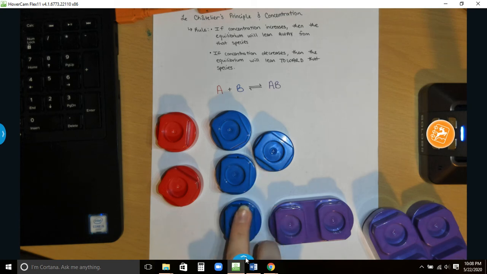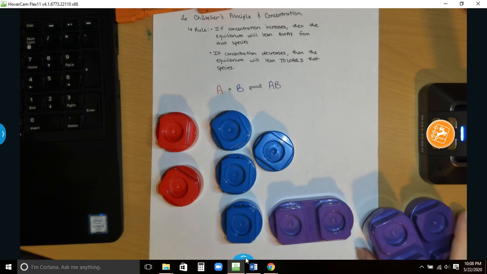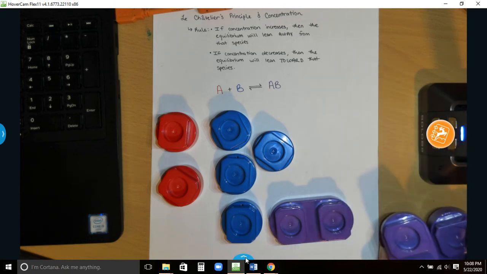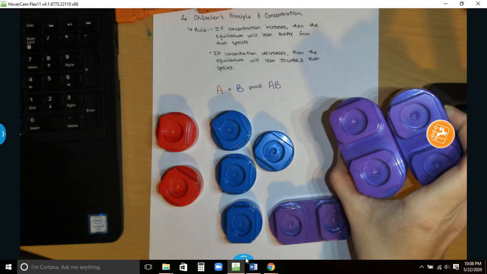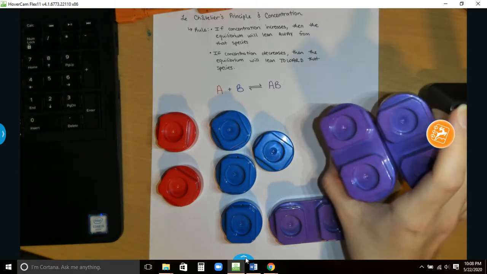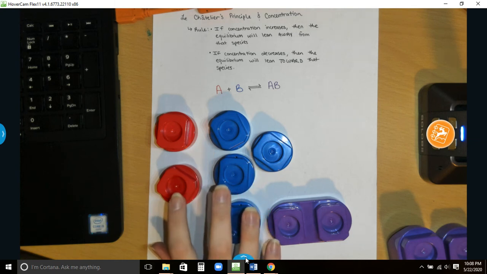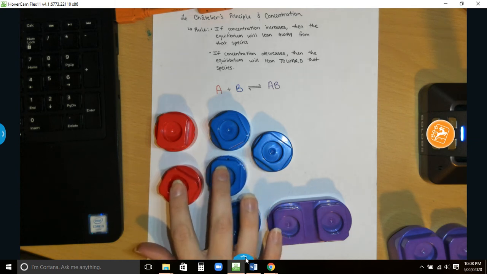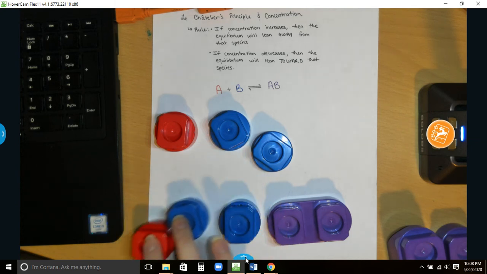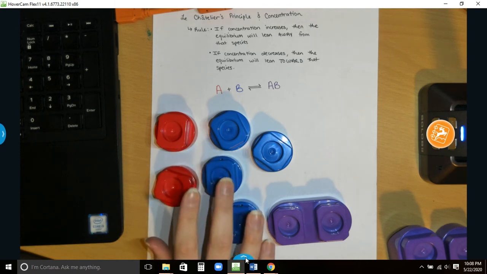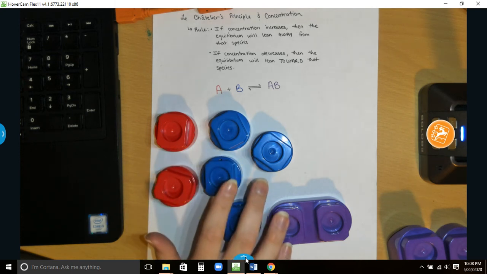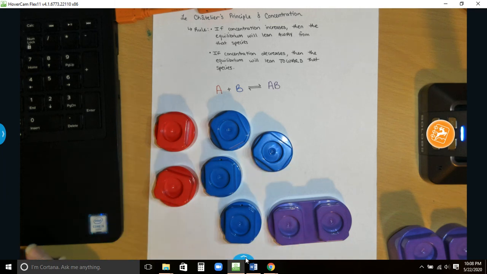And my B's, their number is going to increase because there was more of them to begin with, and my purple AB blocks are still functioning, still creating more of them. And since there's less A's, there's going to be less collisions between these two, creating new products. So when concentration decreases, the equilibrium is going to favor whichever side of the chemical reaction the decrease was on.